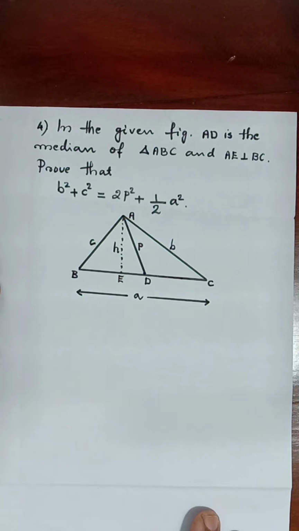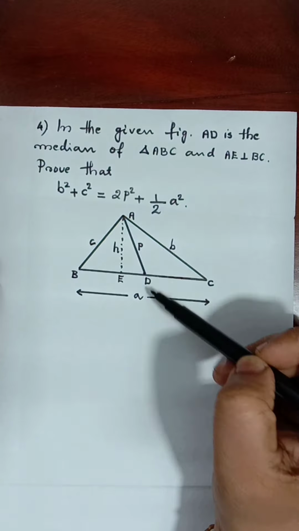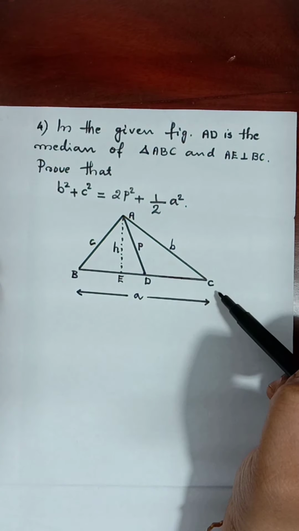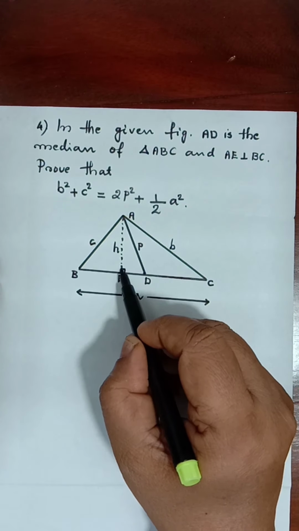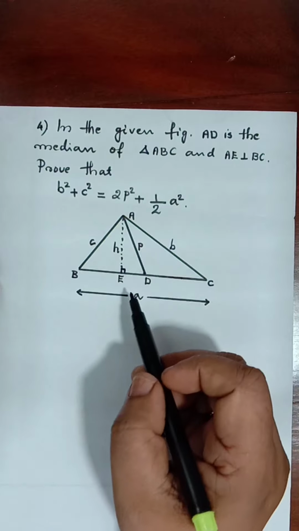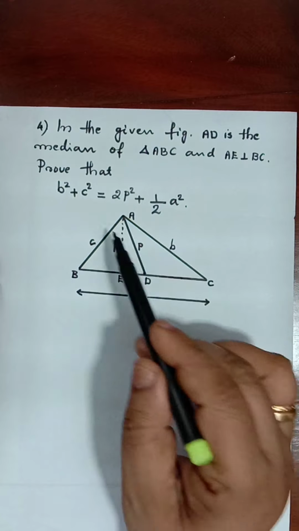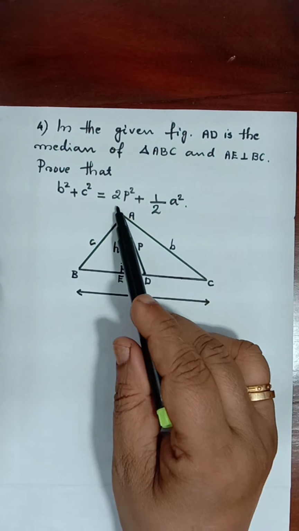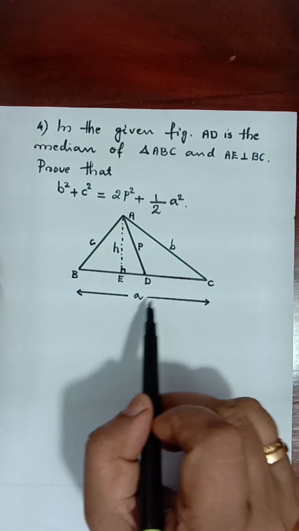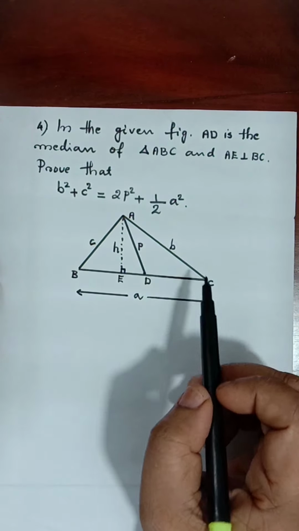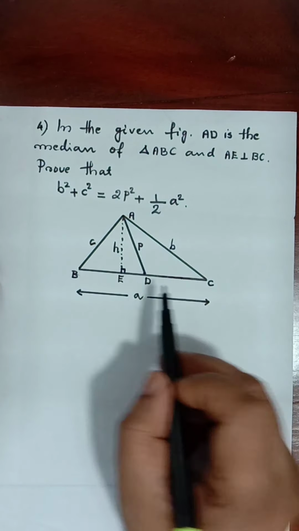Let us move on to question number 4. In the given figure, AD is the median of triangle ABC. Be careful, AD is the median. That means D is the midpoint of BC. And AE is given as perpendicular to BC, forming a right angle. Prove that b square plus c square, where b is the side AC, is equal to 2p square plus half a square. Here you can see BC is our a. Half a means, as this is the median, DC can be half a or BD can be half a.